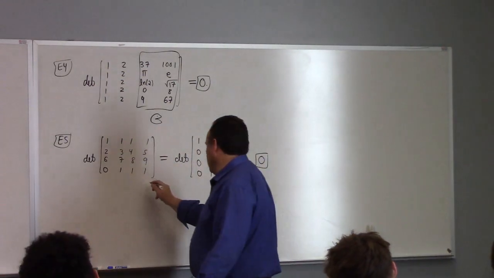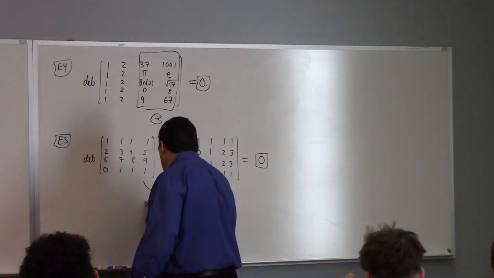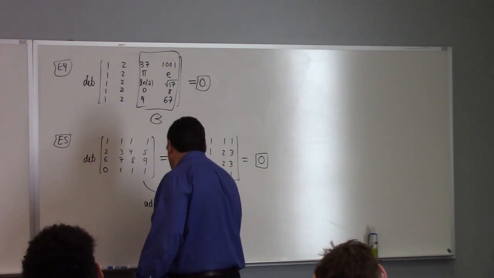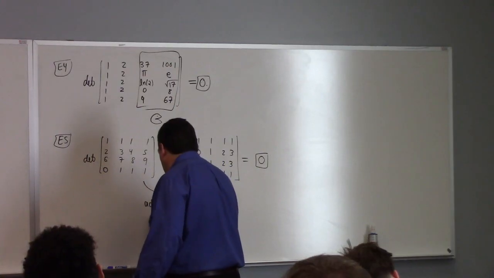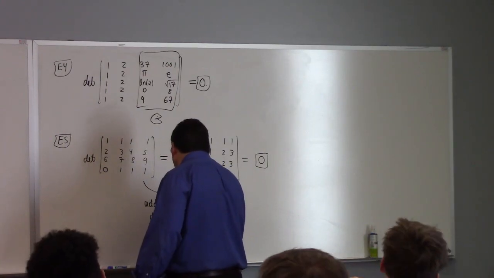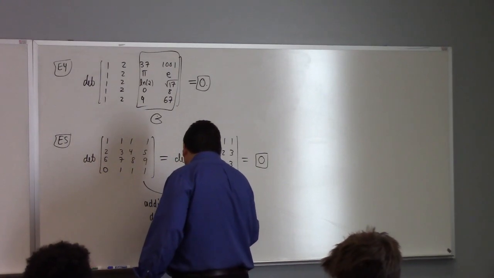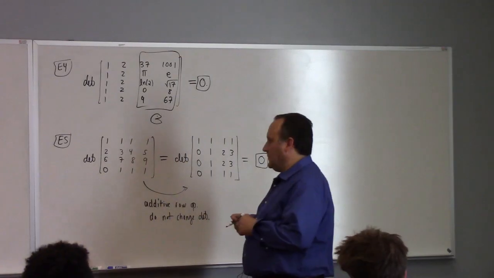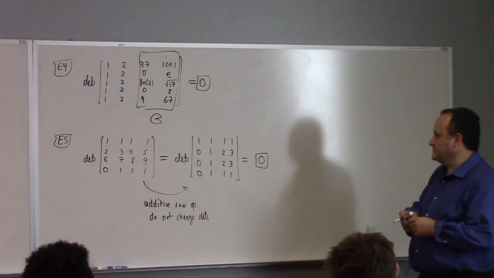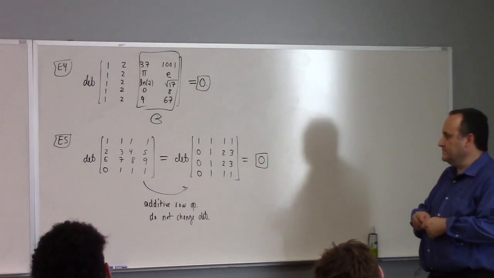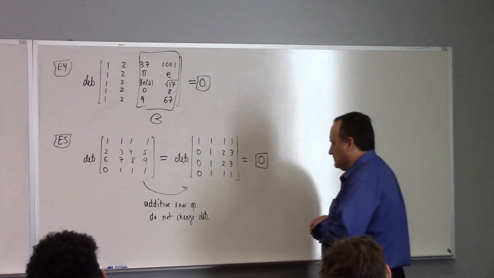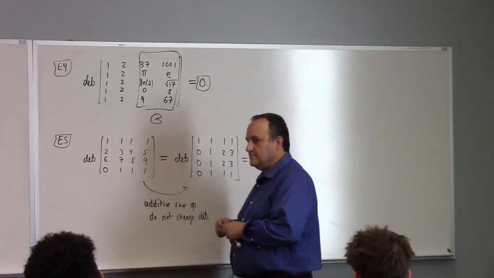So, additive row operations do not change the determinant. Why is that one 0? Because the transpose has a repeated column.